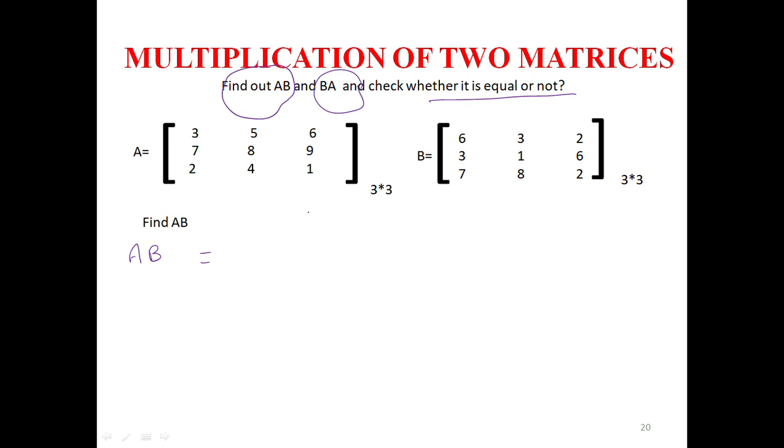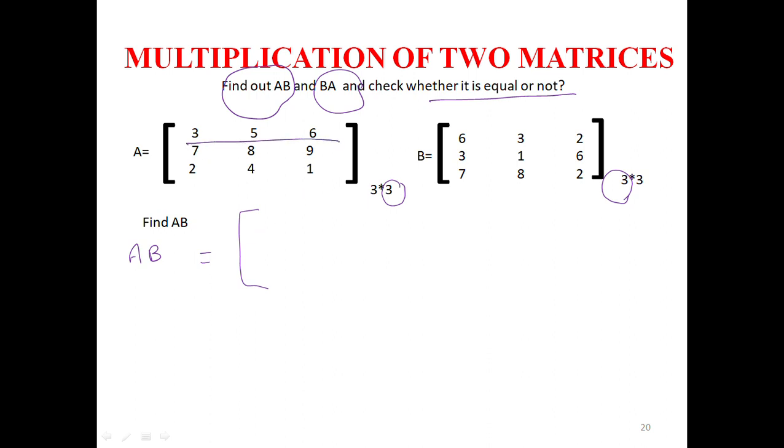When you multiply two matrices, you should keep in mind that the number of columns of the first matrix should be equal to the number of rows of the second matrix. It's a rule. If not equal, then they cannot be multiplied. Now I am going to do the multiplication.